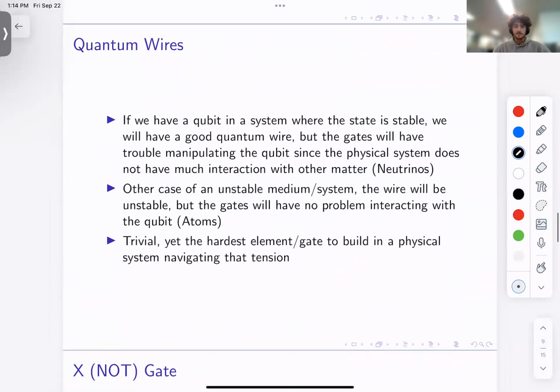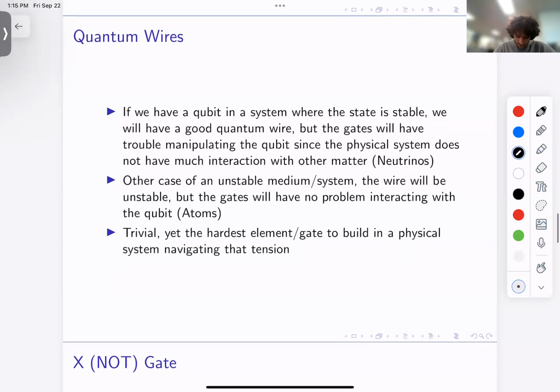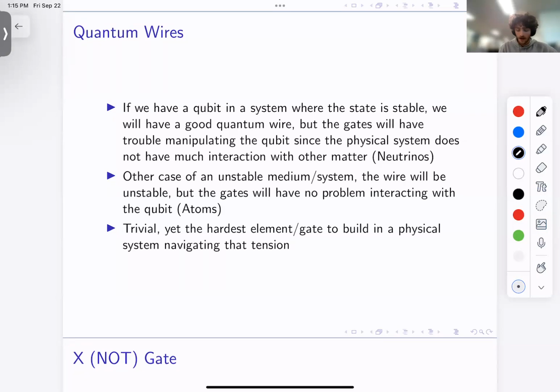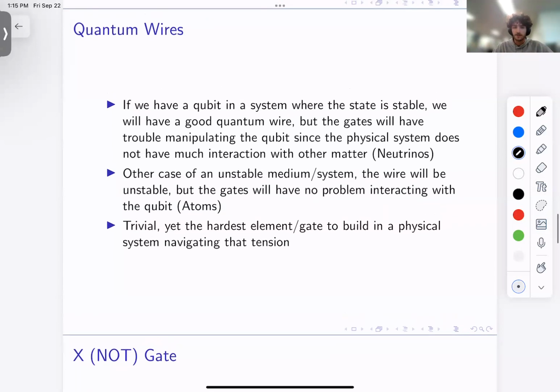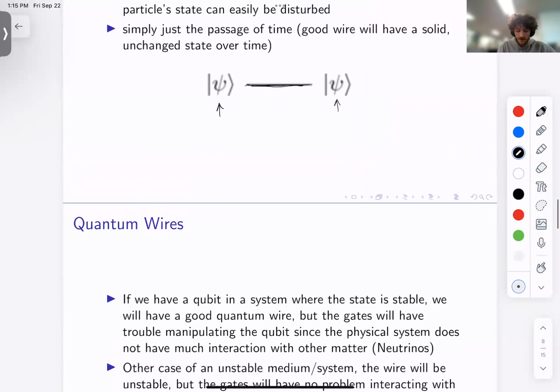It's difficult to implement because let's say we have some quantum wire that is stable and is deemed good. That means that the particle we're using, its state is not so easily changed. When we're working with these qubits, a good example is a neutrino. A neutrino is just some particle that travels at the speed of light. It can go through a light year of lead like it's nothing. Neutrinos don't really interact with other matter. They just pass through it. And this is good because if we use a neutrino for this, the state is not so easily changed.